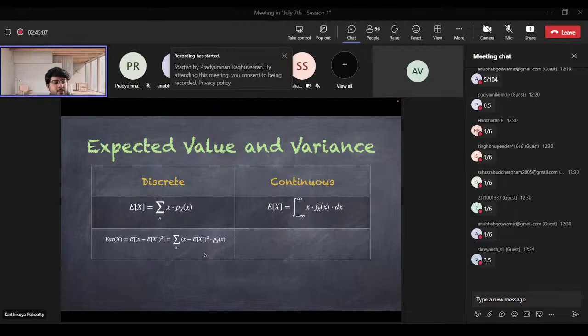So similarly, what is the variance? Now you treat capital Y equals x minus E of x whole square as your new random variable. Then variance of x is expected value of Y. So what you do is similar to the above. So we'll get variance as the given formula. And for a continuous probability distribution, again doing the same procedure, you'll get variance of x given by the corresponding integral.